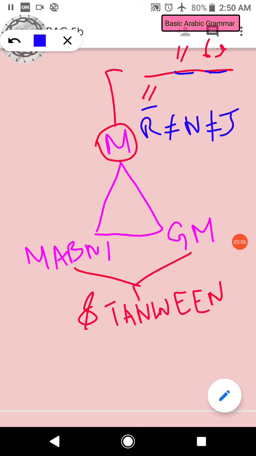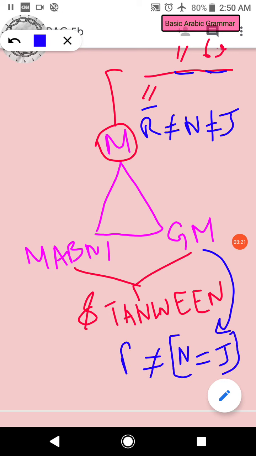Next we have the Ghair Munsarif Asma. What happens here is that the Nasab form is similar to the Jar form, but that is different from your Rafa form. So we have forms such as Masajidu, Masajida, Masajida, or Ibrahimu, Ibrahima, Ibrahima. So this is about the Ghair Munsarif Asma.